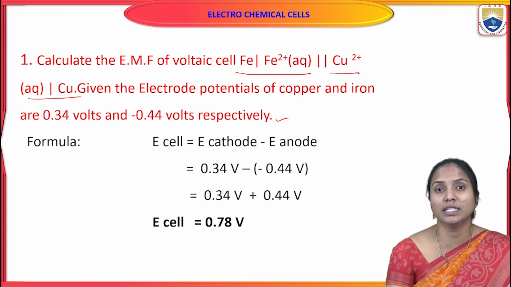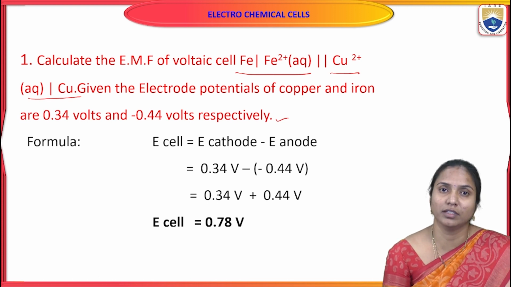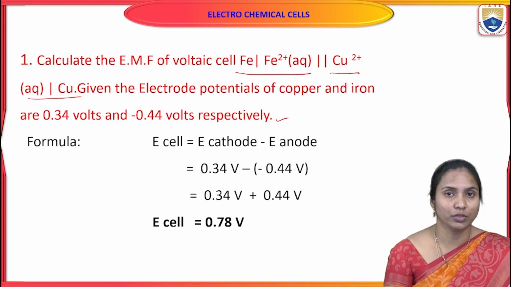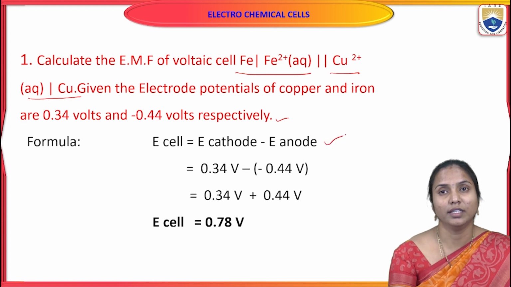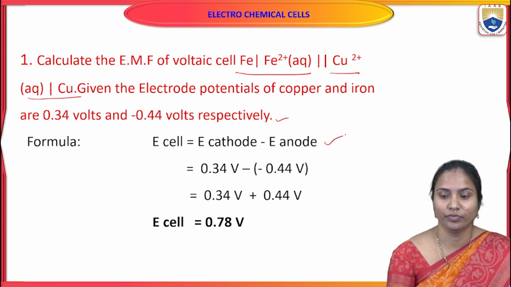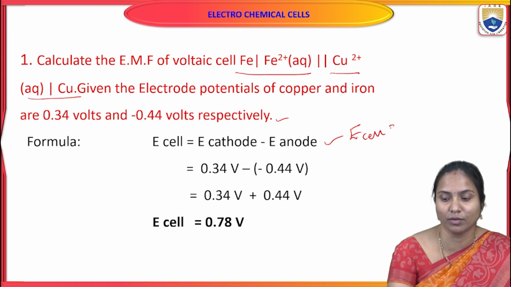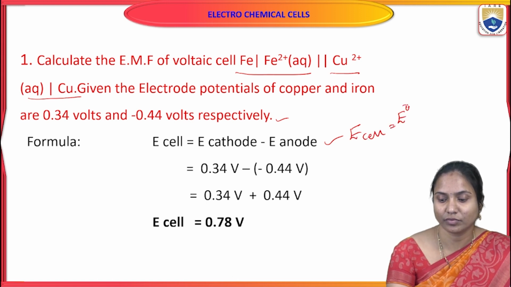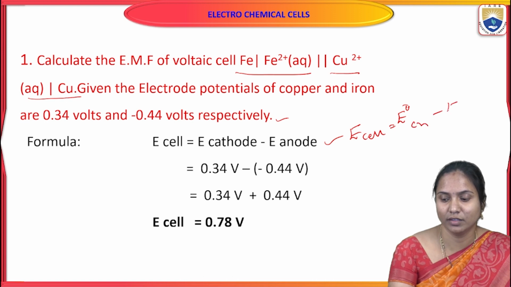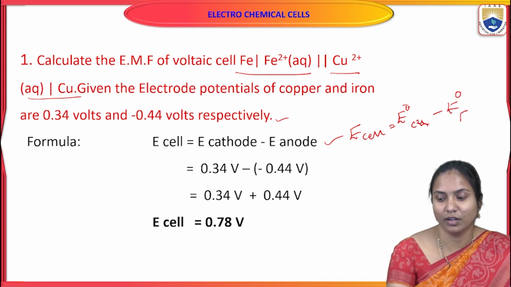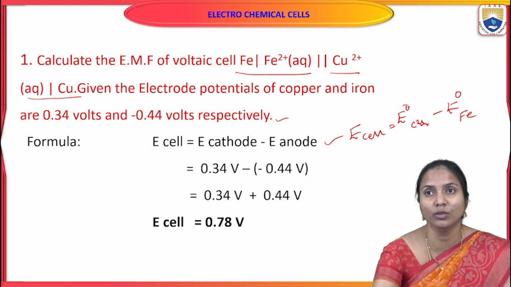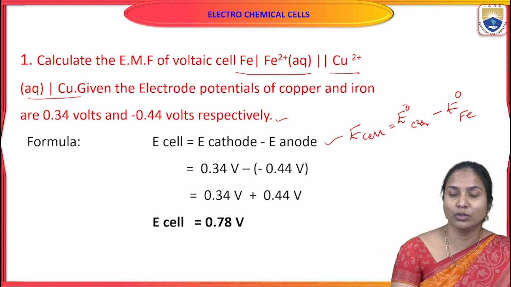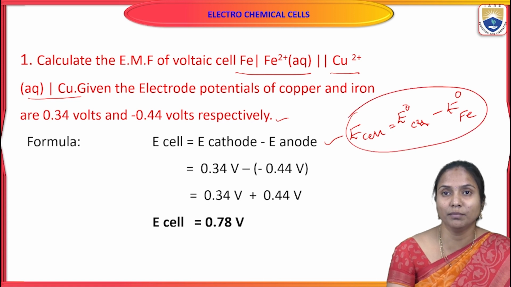So how can we determine the E cell value or EMF of this galvanic cell or electrochemical cell? Just now we discussed how we can calculate the EMF of the cell. E cell equals E cathode minus E anode. That means E cell equals, using this formula, E naught copper minus E naught iron. Here we are taking iron as anode. Before that we took zinc as anode. But in this problem we are taking iron as anode, copper as cathode. So we use this formula to calculate the EMF of the cell.